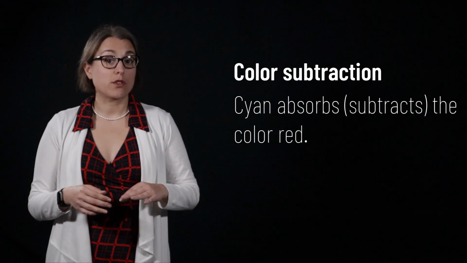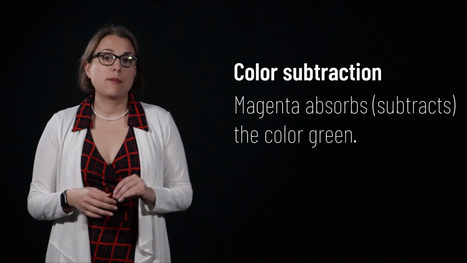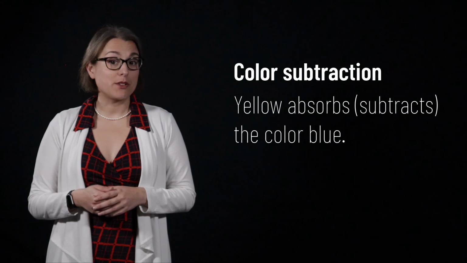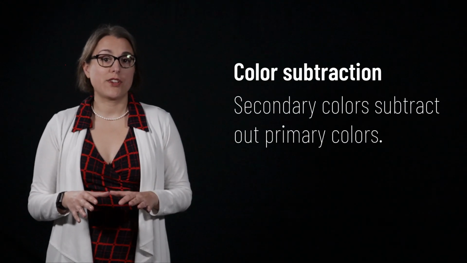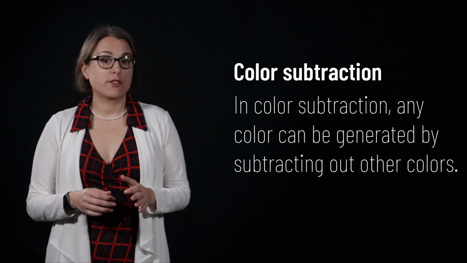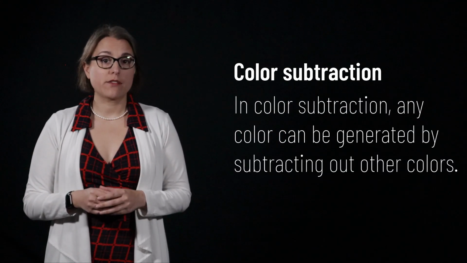Cyan absorbs or subtracts the color red. Magenta absorbs the color green. Yellow absorbs the color blue. Secondary colors therefore subtract out primary colors. Through this color subtraction, other colors can be generated.